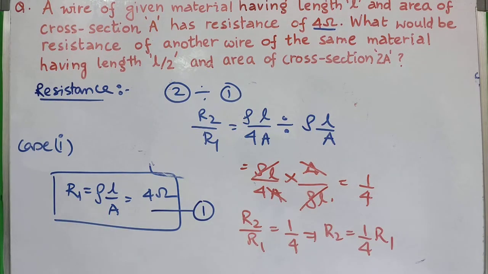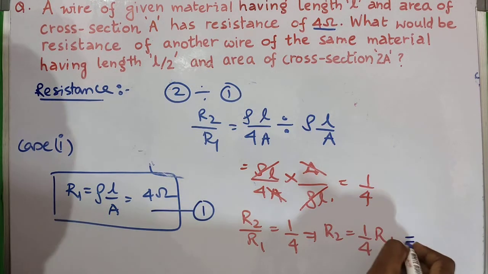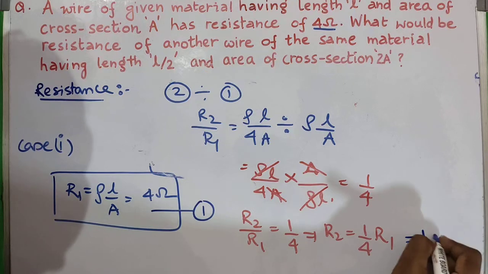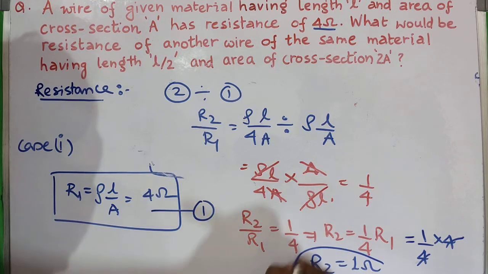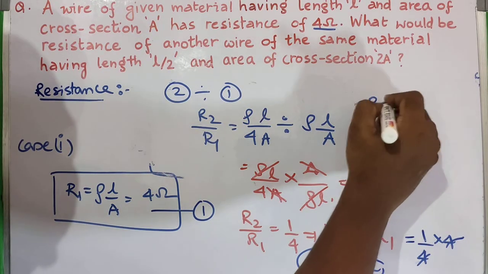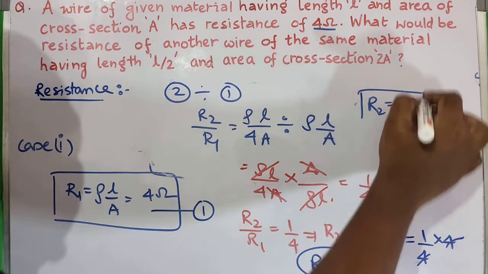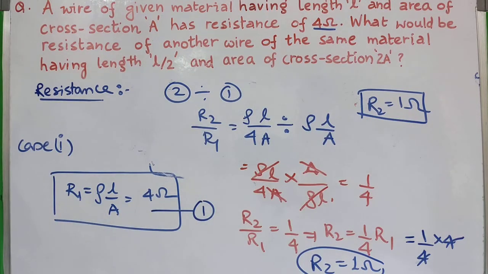So what is the value of R1 given to us? R1 is equal to 4 ohms. So what is the value of R2? R2 is equal to 1 ohm. So R2 is equal to 1 ohm. So what happened? If you keep the material the same, if the dimensions change, then the resistance value will also change. So that is the conclusion for this question.